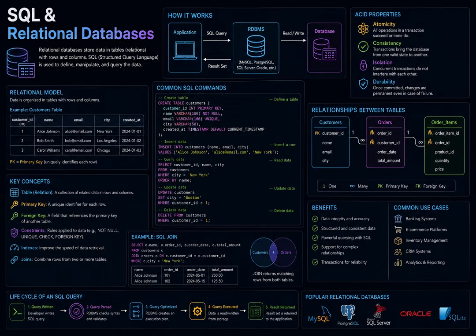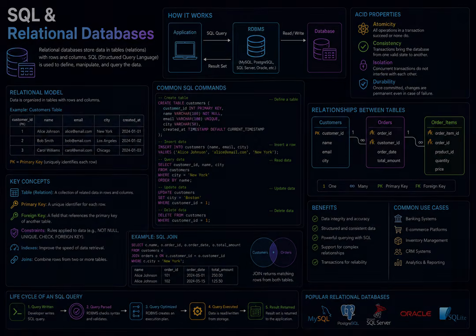SQL and Relational Databases. Relational databases like PostgreSQL and MySQL store structured data in rows and tables. They utilize optimized data structures like B-trees for rapid data retrieval using SQL queries.